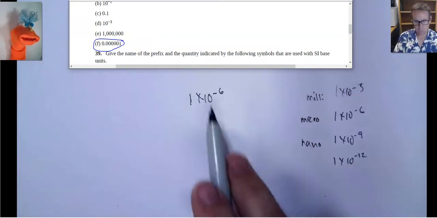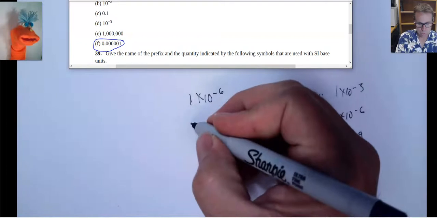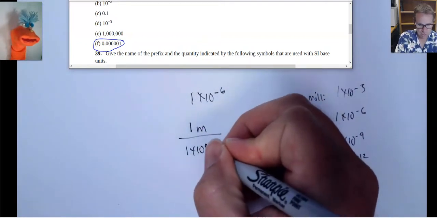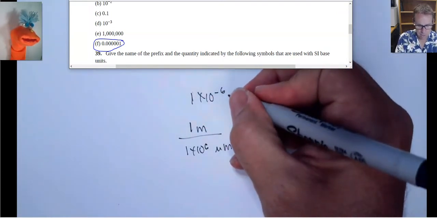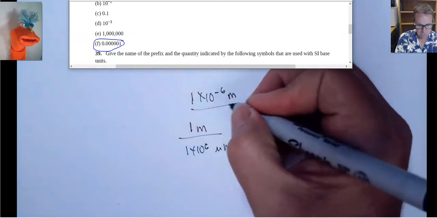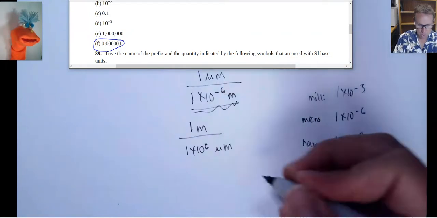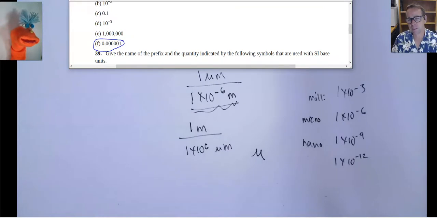Micro. So 1 times 10 to the minus 6 is a micrometer, right? That's right. Or micro, whatever it is. So 1 meter has 1 times 10 to the 6th micrometers. Or 1 times 10 to the minus 6 meters is the same as 1 micrometer. Now notice how I make that micro sign, right? It looks something like that. That's the Greek letter mu. Okay? Excellent.